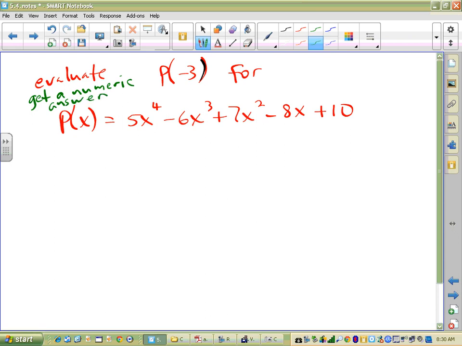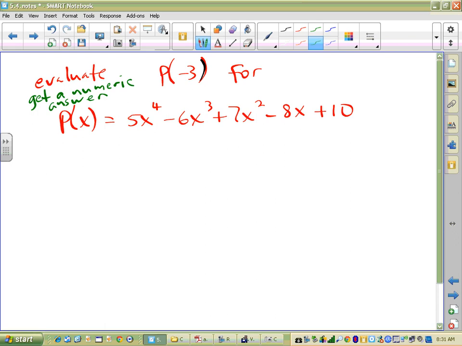And we can see that this polynomial has 5 terms. We're going to have to raise something to the 4th power. We're going to have to cube something. We're going to have to square something. We're going to have to multiply something after we raise it to the 4th power by 5. This is going to take some time and effort, and it's going to be kind of scary, isn't it?